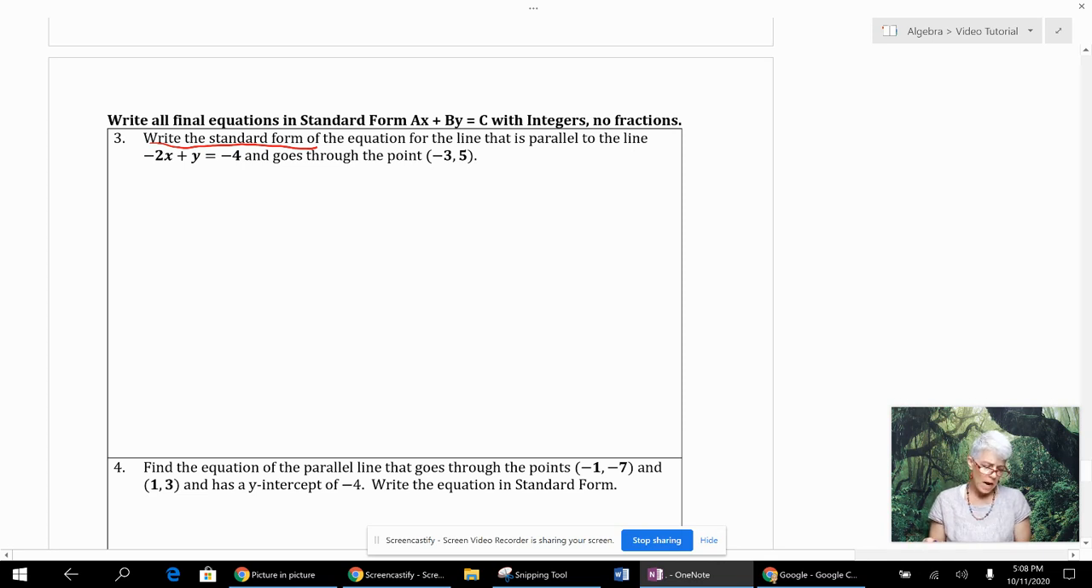So I have an equation, and it is not in slope-intercept form. It is in standard form. So let's move things around. I'm going to add 2x to both sides.